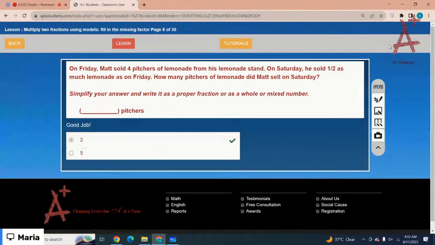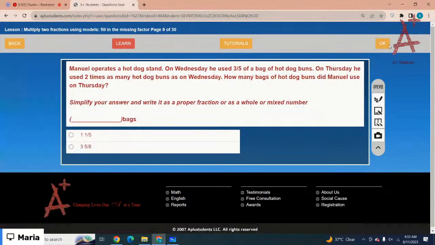Okay, the next one is: Manuel operates a hot dog stand. On Wednesday, he used 3/5 of a bag of hot dog buns. On Thursday, he used 2 times as many hot dog buns as on Wednesday. How many bags of hot dog buns did Manuel use on Thursday? So, which is the correct option?